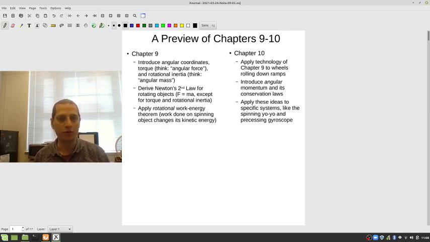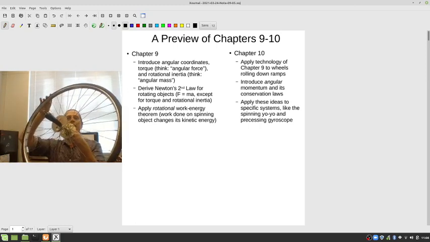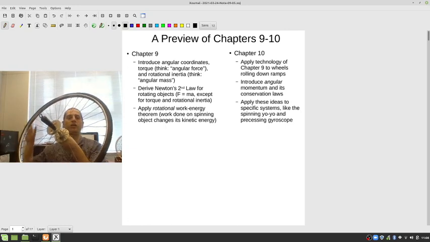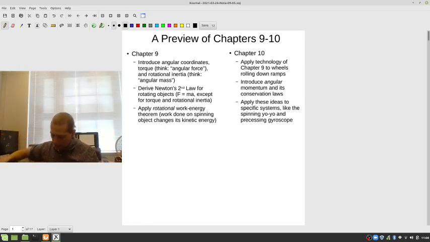In place of our work energy theorem, where you put in some work and you change the kinetic energy, we're going to have a rotational kinetic energy, which is the same as your regular kinetic energy. It's just that you're adding up the 1/2 mv squared of every point on the wheel. And as it turns out, this does introduce some complications.